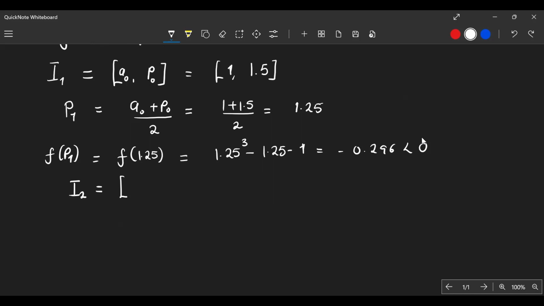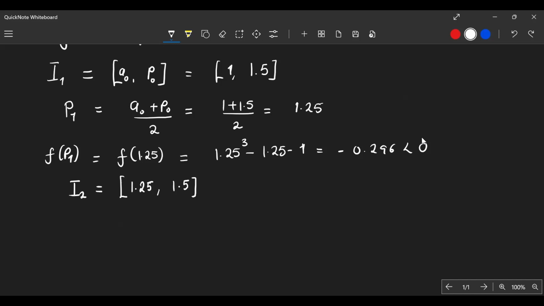Because that one is giving us a negative, isn't it? So I'm going to have 1.25, right? And then comma, 1.5. That positive part is still there. The value giving us a positive is still taking its place, because this one gave us a negative and displaces A naught, which is 1. So we have our new interval now.